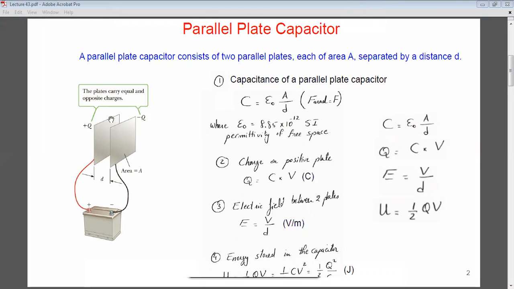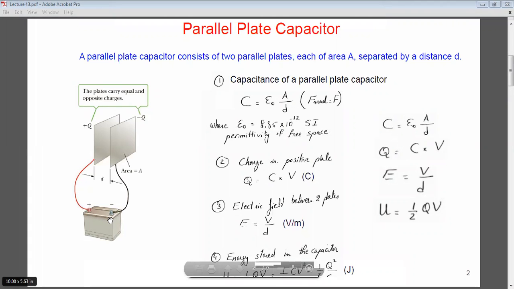This figure on the left shows a typical design of a capacitor. It consists of two parallel metal plates separated by a distance d and each of area A. Used in an electric circuit, that is when it is connected to a battery, the plates are connected to the positive and negative terminals of a battery or some other voltage source.